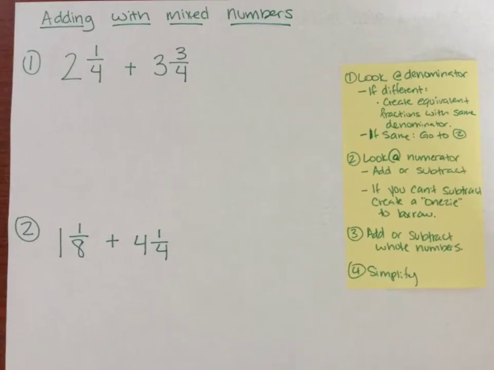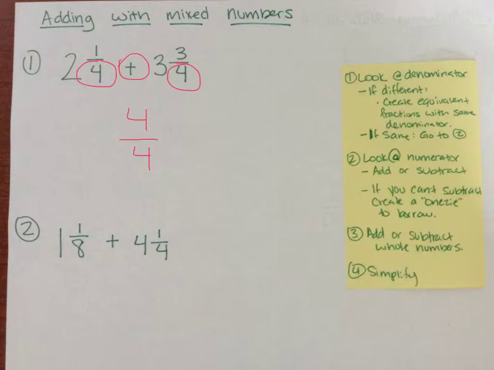So looking at number 1, it says look at the denominator. For right now, ignore the whole numbers. If they're different, create equivalent fractions with the same denominator, and if they're the same, go to number 2. Well, 4 is the same number, so we're going to skip to number 2. Now we're going to look at the numerator, which is 1 and 3. Our operation tells us to add, so we're just going to straight add. 3 plus 1 is 4 over 4.